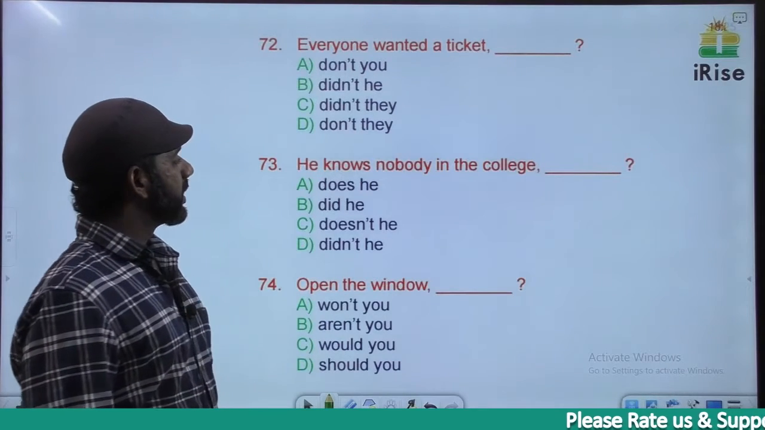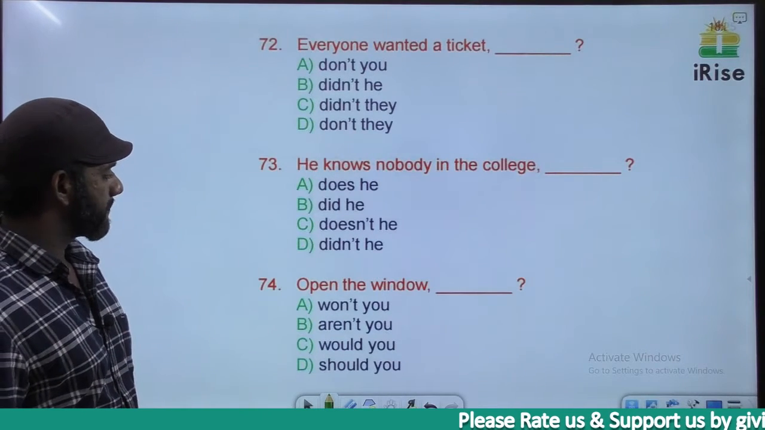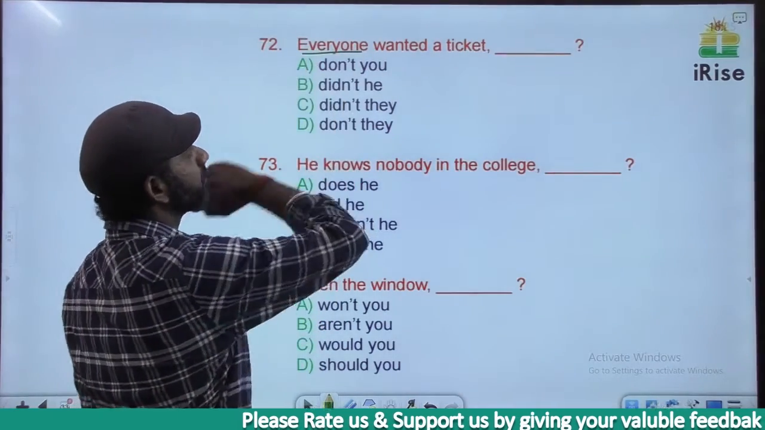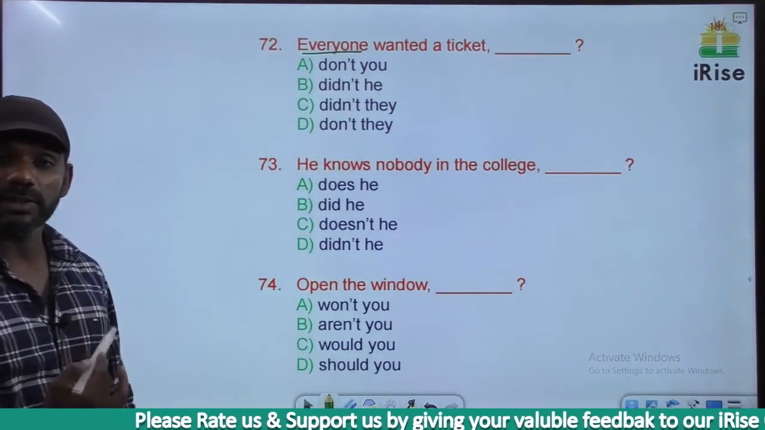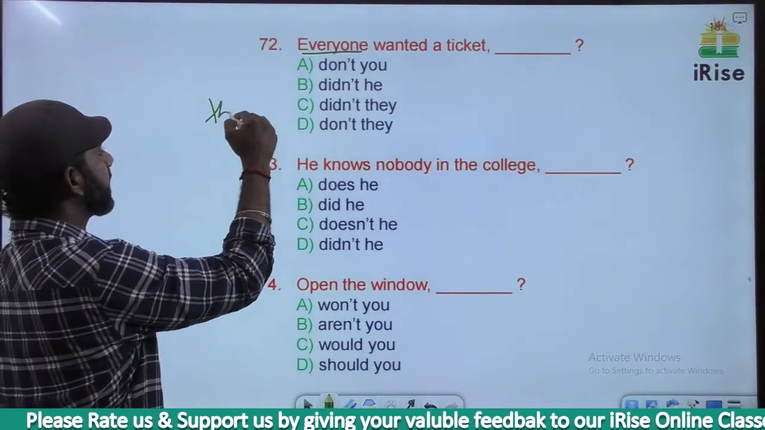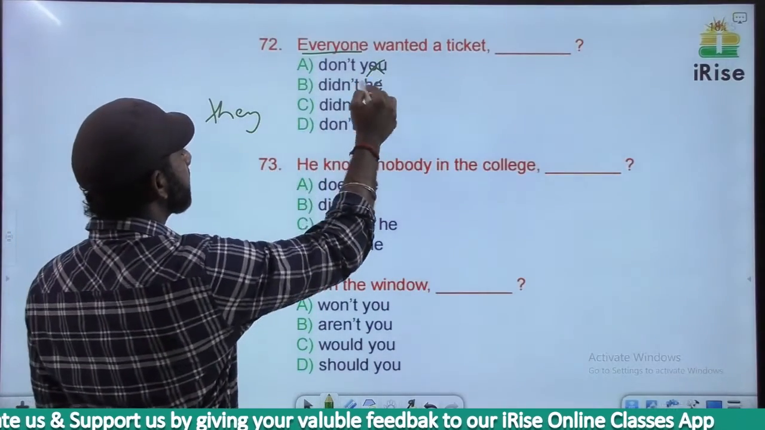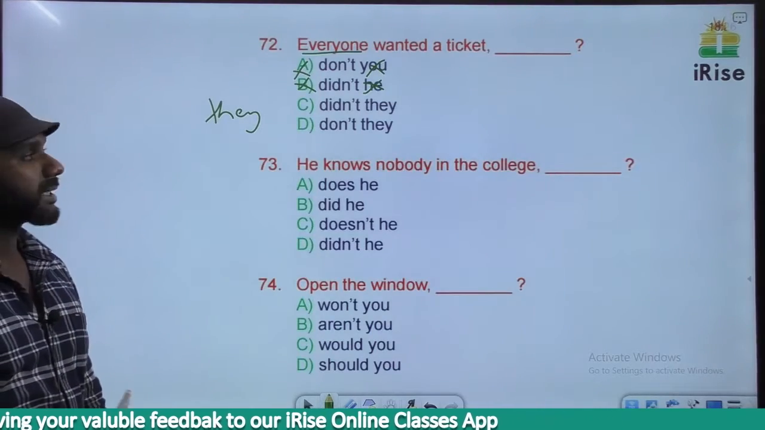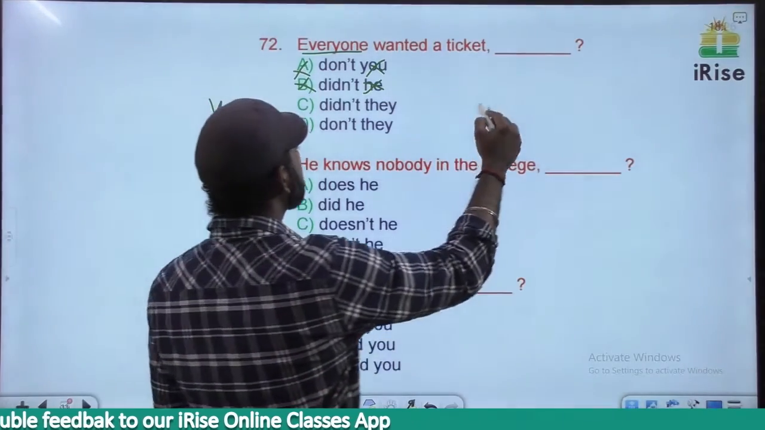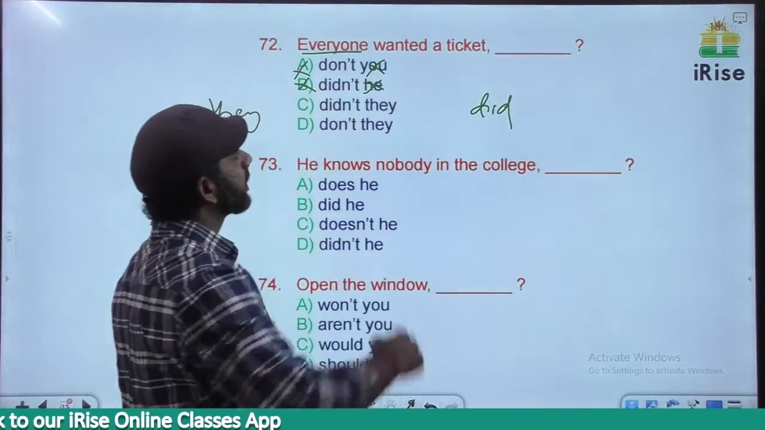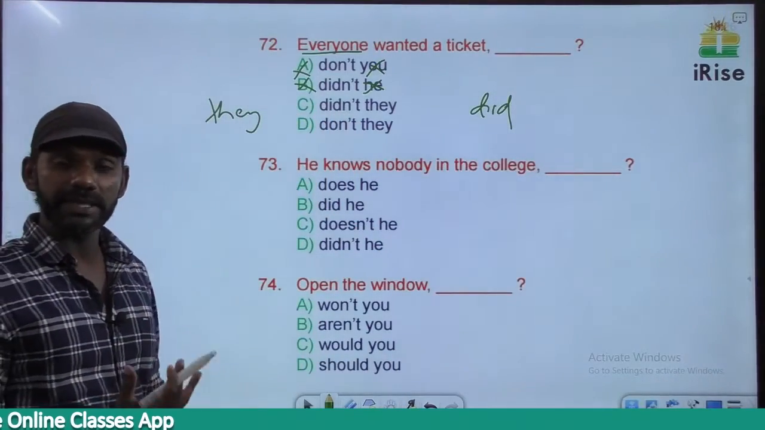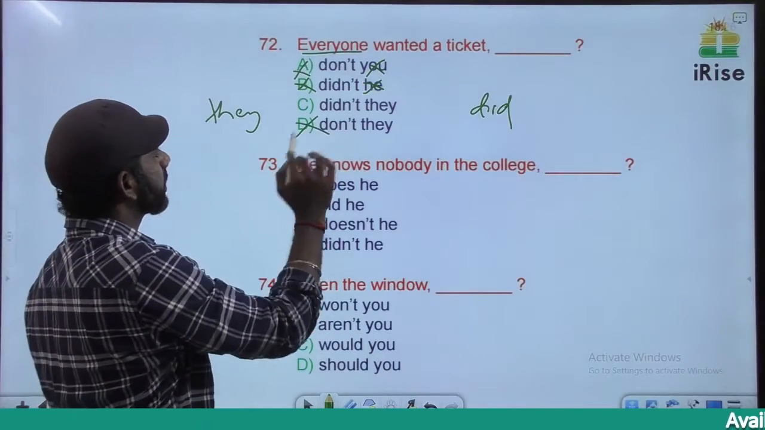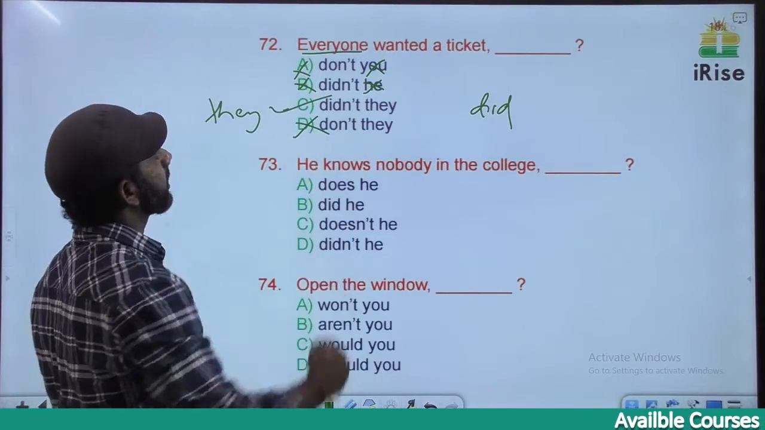Everyone wanted a ticket. The subject here is everyone, an indefinite pronoun. So in the tag we have to go for they. Based on that, A and B are eliminated. Everyone wanted a ticket is simple past, so we have to go for did. There's no negative term in the sentence, so the tag must be negative. Did not, short form is didn't, so answer D is gone anyway. The answer must be option C.